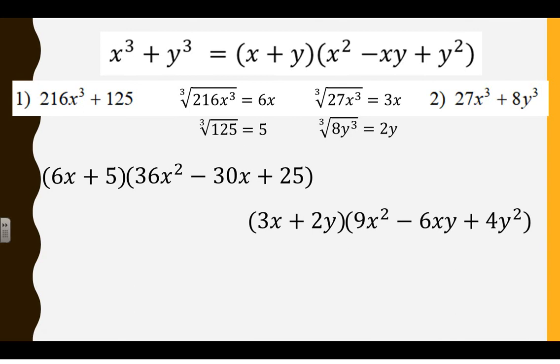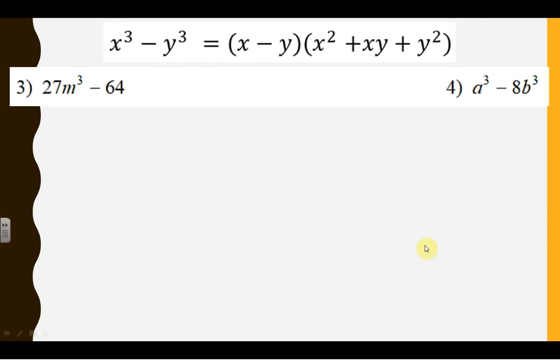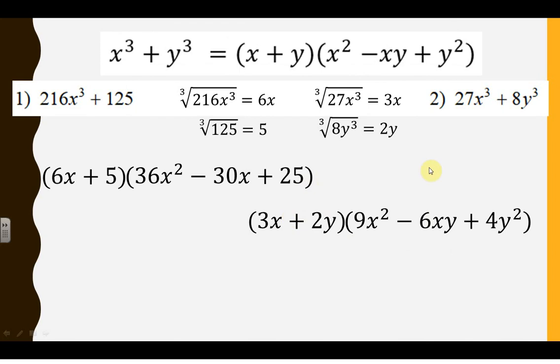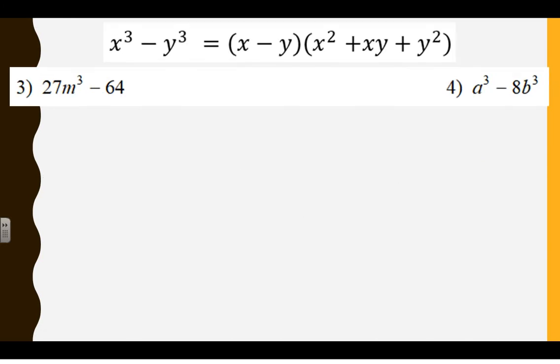2y squared is 4y squared. And then the middle is this times this. 3 times 2 is 6, x times y. Same, opposite, positive. And then you're done factoring. Let's do some differences, baby. Okay, here we go.